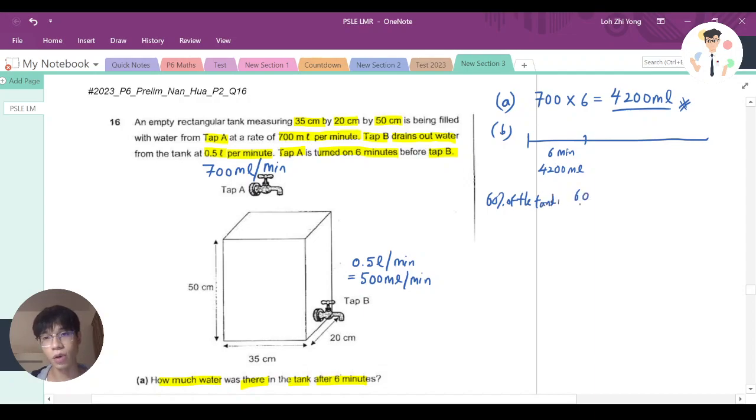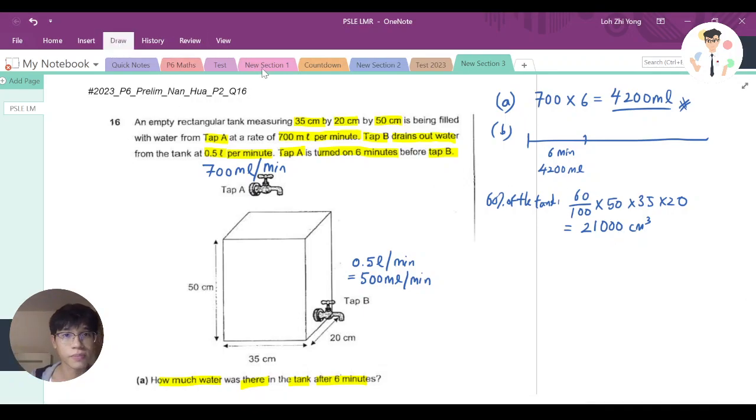will be 60 over 100 times the volume of the tank: base, height, base and width. So you just press on the calculator, and you should get 21,000 cm cube. Okay, and that is actually the expectation, 60%. We need to find out how long does it take to fill in that 21,000 cm cube.